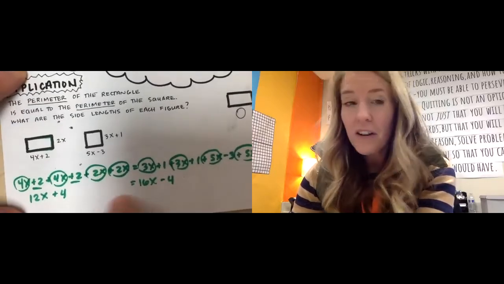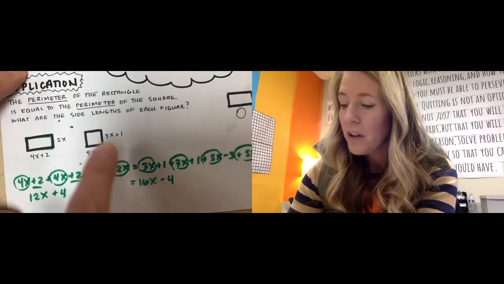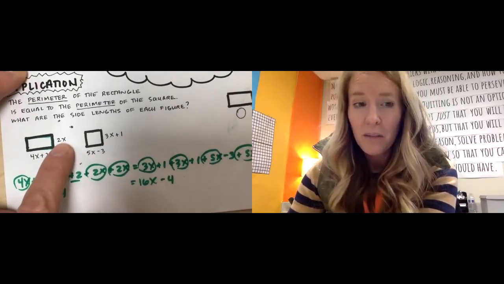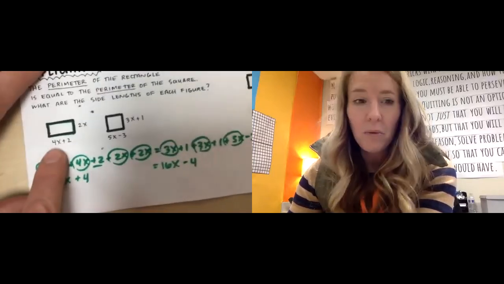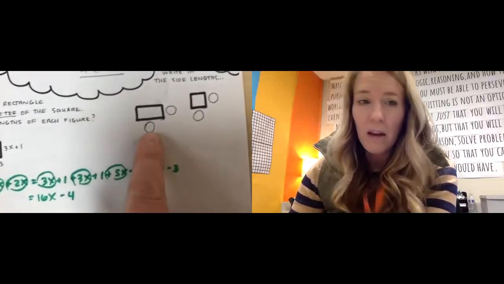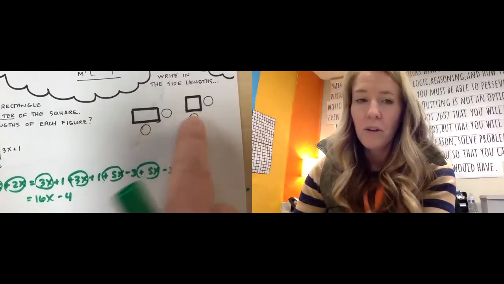So say once we figure out x, should be a nice neat whole number, 2 times that number is going to be this measurement. 4 times that number plus 2 is going to be that measurement, and so on. And you fill in those as well for the square.